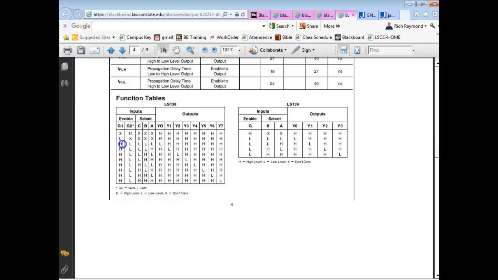So if I bring my G1 high and I bring my G2s low, then all the rest of them are in that setup, right? You understand? Then if I put all lows on the inputs, what output goes low? Y0. If I put a binary 1 on the input, what one goes low? Y1. If I put a 2 on the input, which output goes low? Y2. If I put a 3 on the input, which output goes low? Y3.